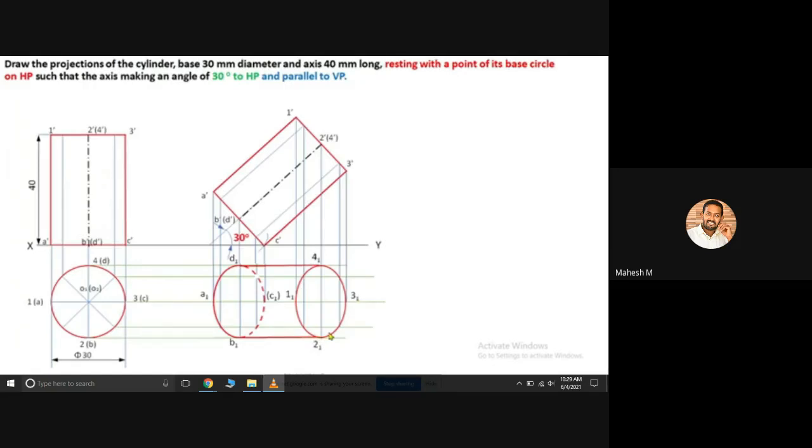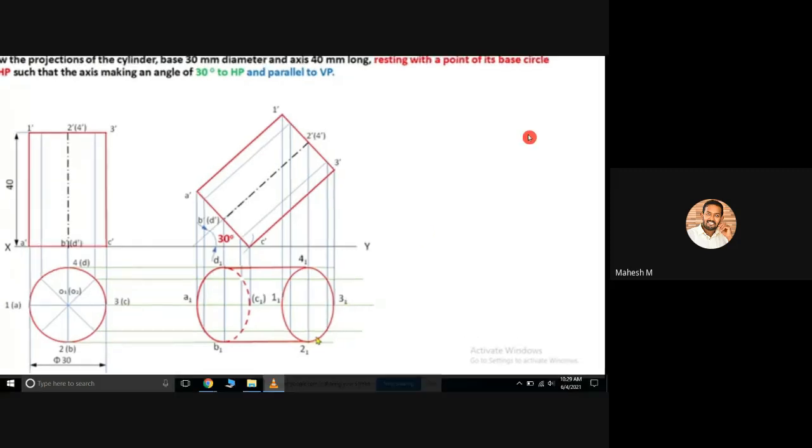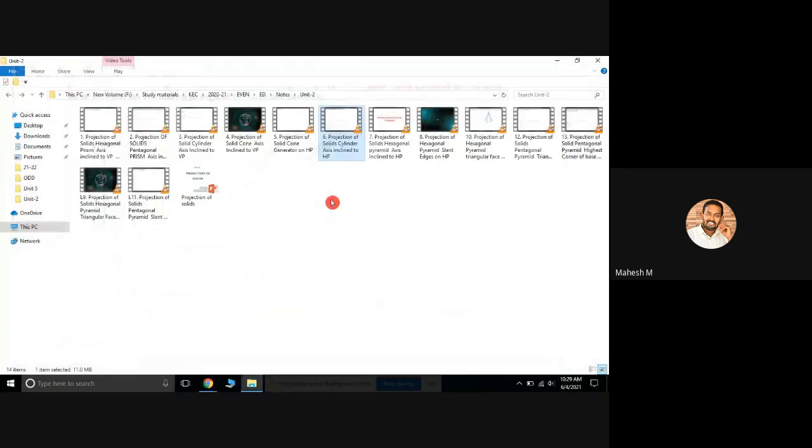Okay, before this, I was teaching one problem in an hour. So we are following the same conditions, and also we are following the same procedure. So due to that, I'm completing 3 problems in an hour. Okay, so cylinder and cone is already taught in our previous classes, and next one is a hexagonal pyramid.